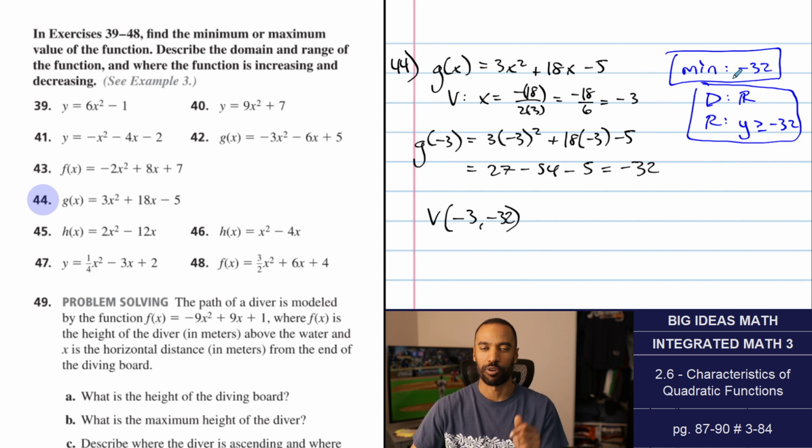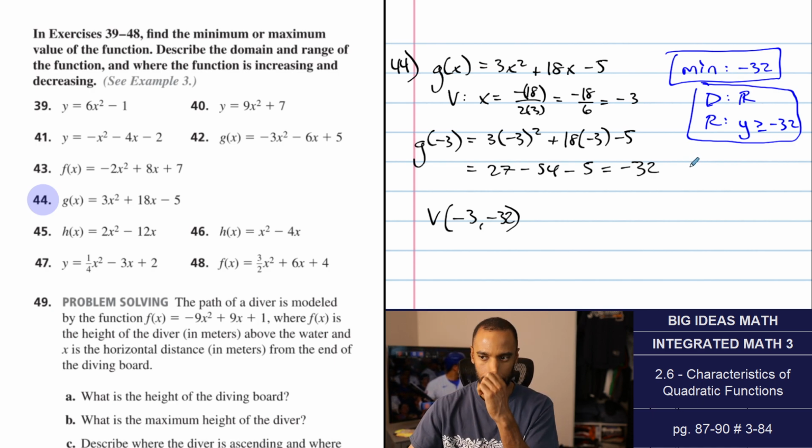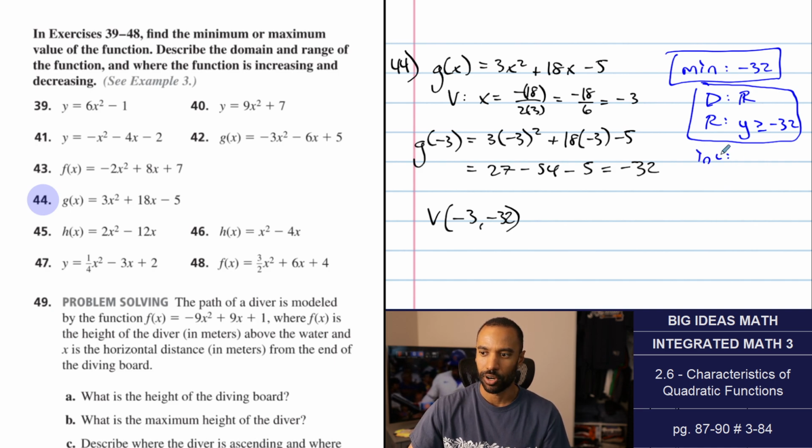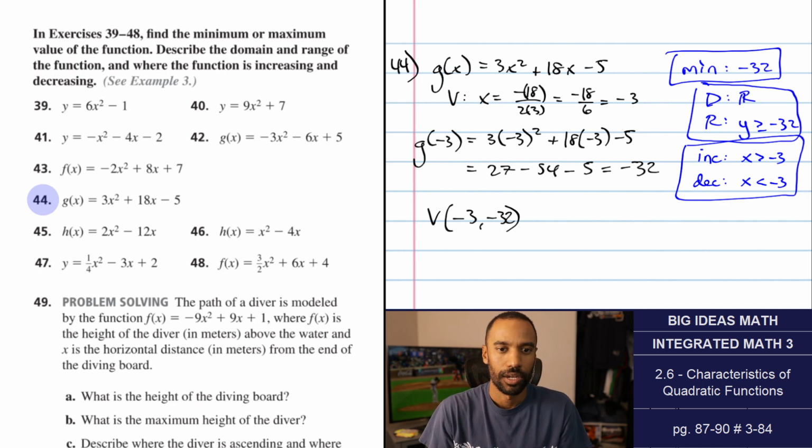And because it's an upward facing graph, we decrease till we hit the x value of the vertex. We increase afterward. So we increase after x equals negative 3. When x is greater than negative 3, we increase. I almost feel like I need the visual. And we decrease when x is less than negative 3. Go down to it, then pop back up. No visual, all done. Let's see if we can keep that up.